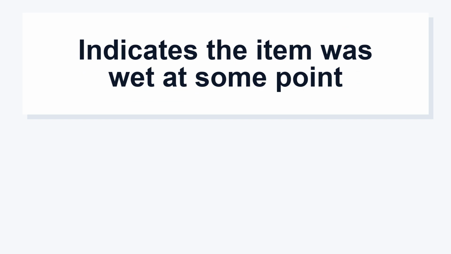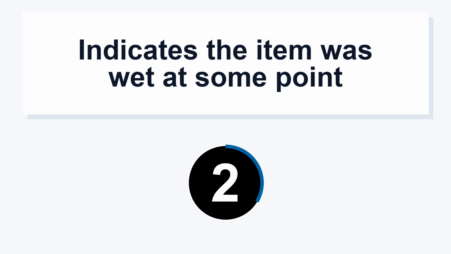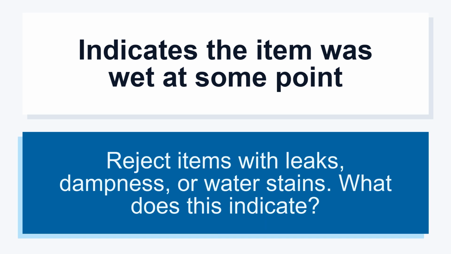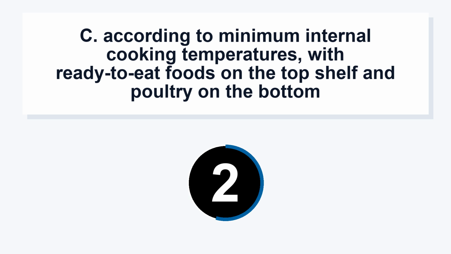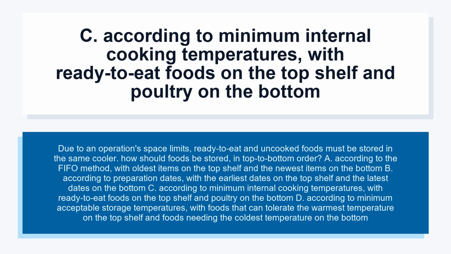Indicates the item was wet at some point. Reject items with leaks, dampness, or water stains. What does this indicate? C. According to minimum internal cooking temperatures, with ready-to-eat foods on the top shelf and poultry on the bottom. Due to an operation's space limits, ready-to-eat and uncooked foods must be stored in the same cooler. How should foods be stored, in top to bottom order?